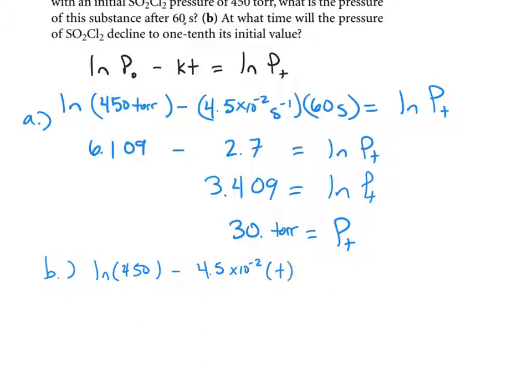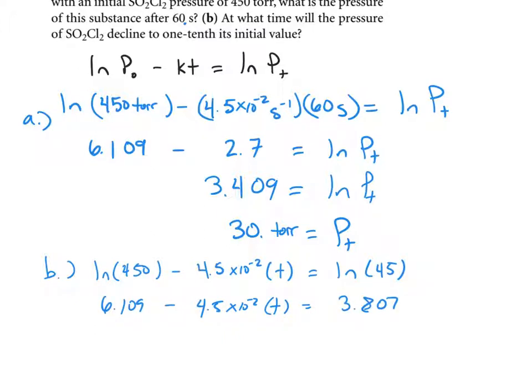So I'm going to put t as my missing variable. Now on the other side of the equal sign, I'm going to put natural log, and what's 1/10 of 450? Well, it's 45. So now I have everything except t, and I solve for t. So once again, I take natural log of 450, and I get 6.109, subtract 4.5 times 10 to the negative second times t, and this side, natural log of 45.